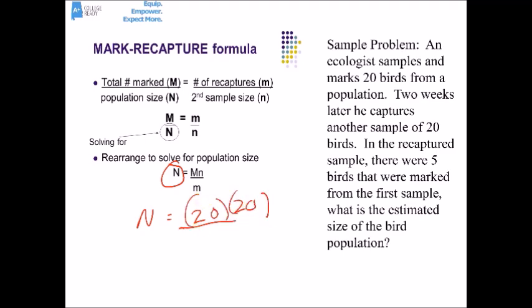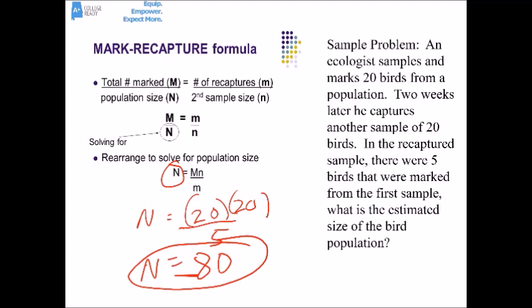Keep reading. In the recaptured sample, there are 5 birds that were marked from the first sample. What is the estimated size of the bird population? So 5 of the original 20 were recaptured in the second sample. That 5 represents little m, the number of recaptures. That goes on the bottom of our fraction. So to estimate the population size, 20 times 20, 400, divided by 5, that's going to give us an estimated population size of somewhere around 80. All right, so that's using the Recapture method. And again, what we're trying to do there is estimate the population size.